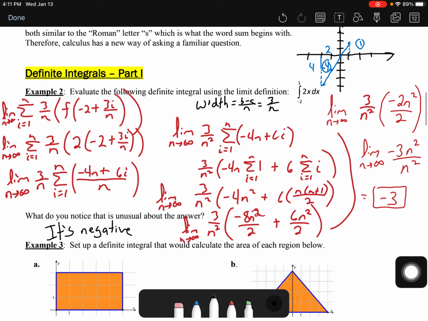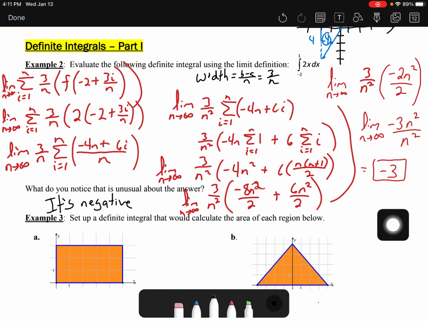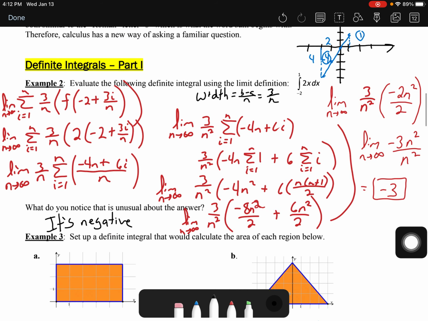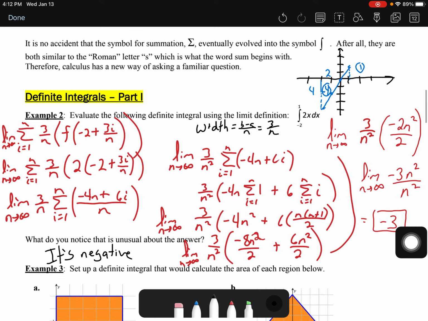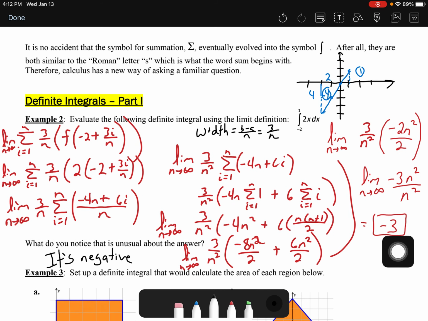Now, let's talk about how that ties into where we're moving now. It asks, what do you notice that's unusual about this answer? I don't think we've had one that's negative before, so I think that's maybe what's a little unusual about it. But I do want to help you understand why it turns out to be negative in a geometric sense. So this function, 2x, if we were to graph it from -2 to 1, it's just a line with a slope of 2 and a y-intercept of 0.